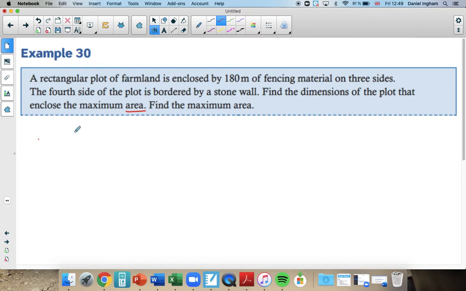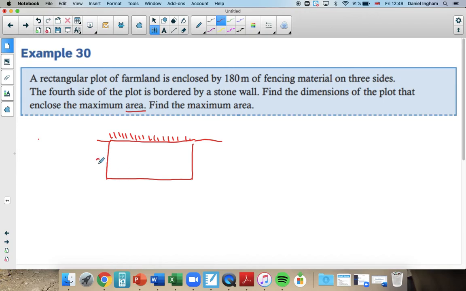Okay, so it's a geometric problem, so it's useful to draw a sketch. So we've got a rectangular plot. So here's my rectangle. It's enclosed by 180 metres of fencing on 3 sides, and the 4th side is bordered by a stone wall. So here we've got our 4th side, okay? And the fencing goes on just these 3 sides.